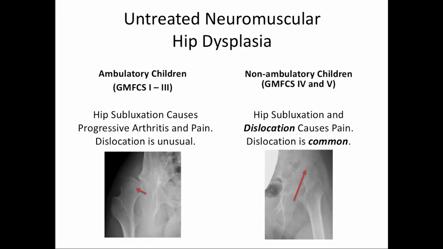Let's now talk about the untreated neuromuscular hip dysplasia and how it differs in children with ambulatory capacity versus those who are non-ambulatory. In ambulatory children, hip subluxation is the rule, and this causes progressive arthritis and pain over time, limiting function. Dislocation, however, is unusual. In children who are non-ambulatory, however, hip subluxation and dislocation are much more common, and this causes severe pain, pain with sitting, pain with movement, pain with normal care of everyday living.